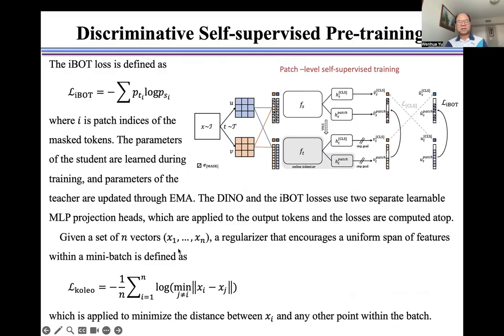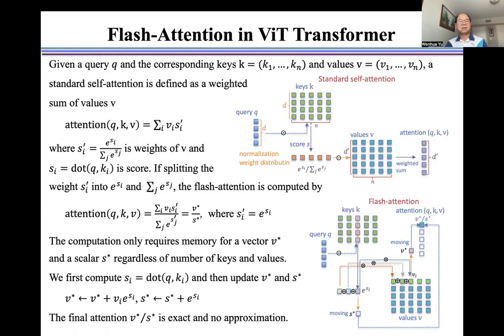Given a set of n vectors from x1 to xn, a regularizer that encourages a uniform span of features within a mini-batch is defined as here, which is applied to minimize the distance between xi and any other point within the batch. Given a query q and the corresponding keys k and values v, a standard self-attention is defined as a weighted sum of values v, as shown here and explained in this figure.